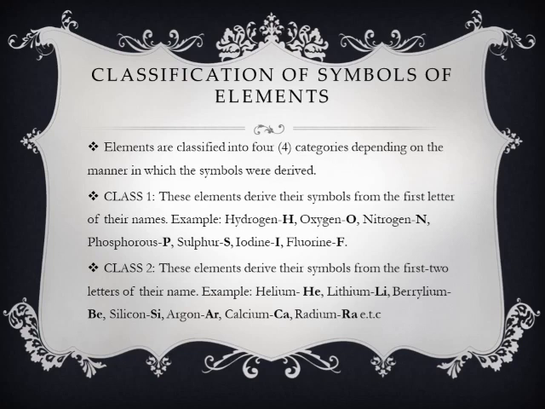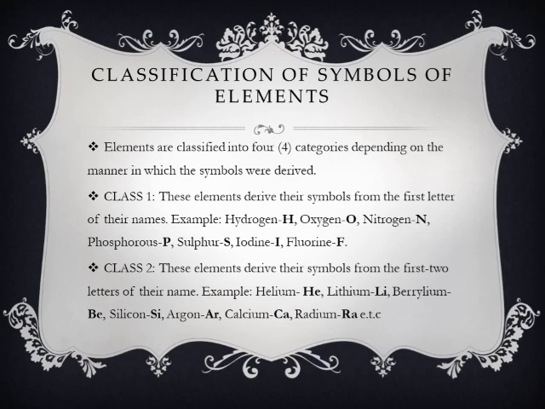Now the second class, these elements derive their symbols from the first two letters of their names. Example, helium, He, lithium, Li, beryllium, Be, silicon, Si, argon, Al, calcium, Ca, radium, Ra.